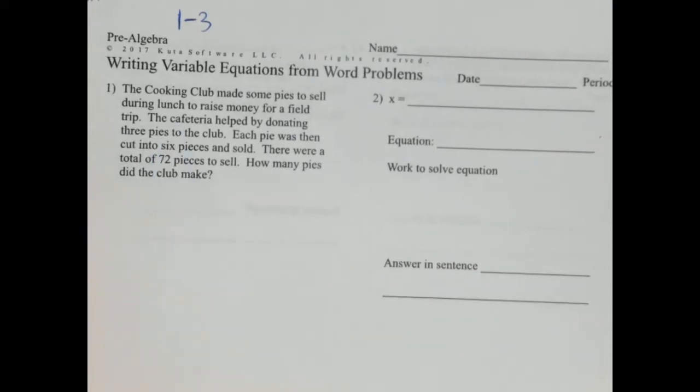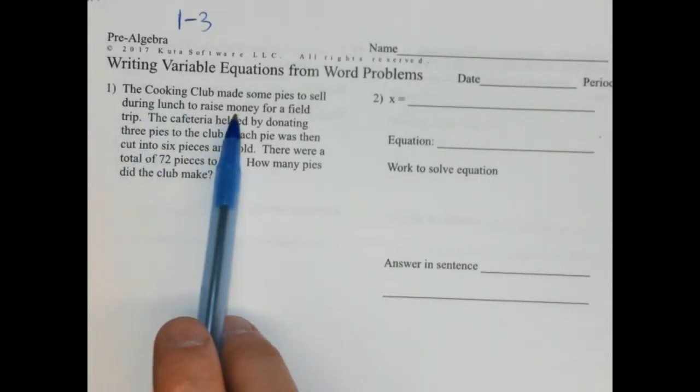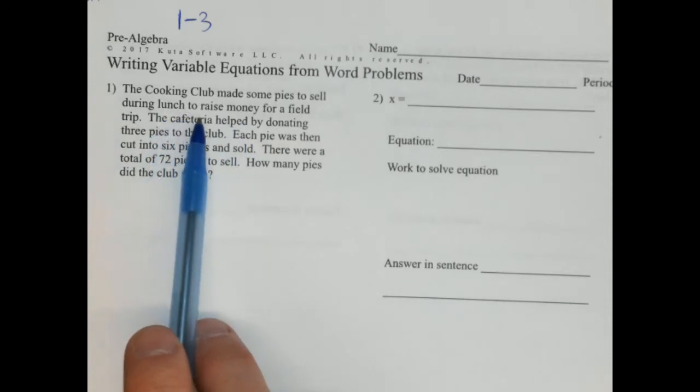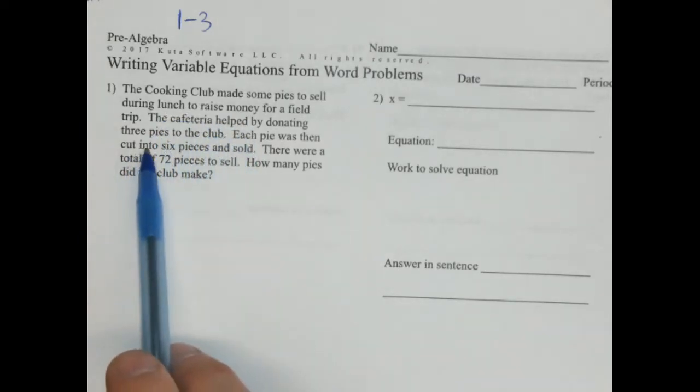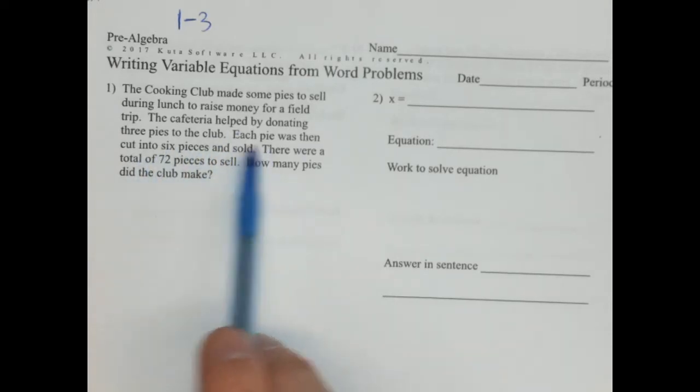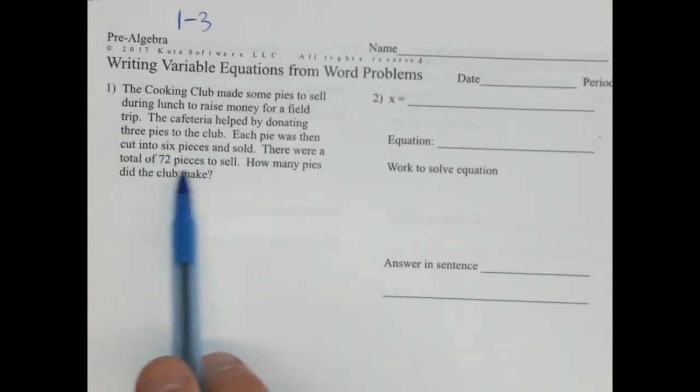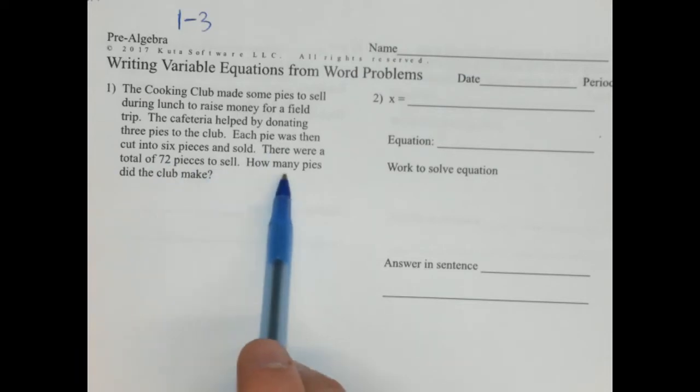The cooking club made some pies to sell during lunch to raise some money for a field trip. The cafeteria helped by donating 3 pies to the club. Each pie was then cut into 6 pieces and sold. There were a total of 72 pieces to sell. How many pies did the club make?